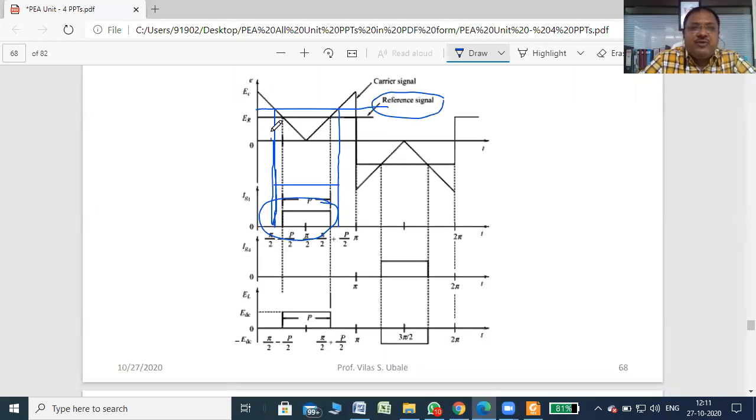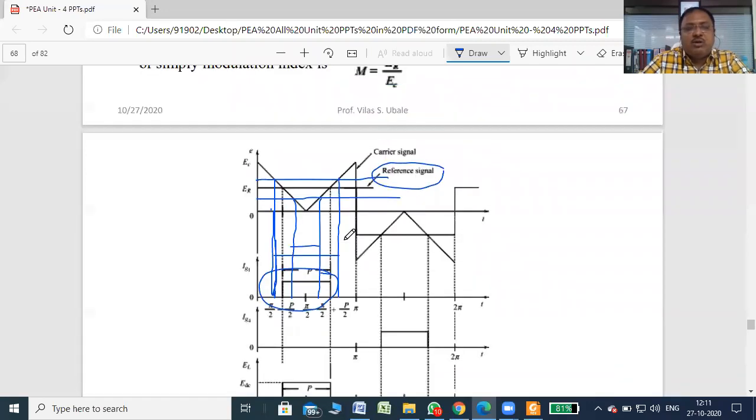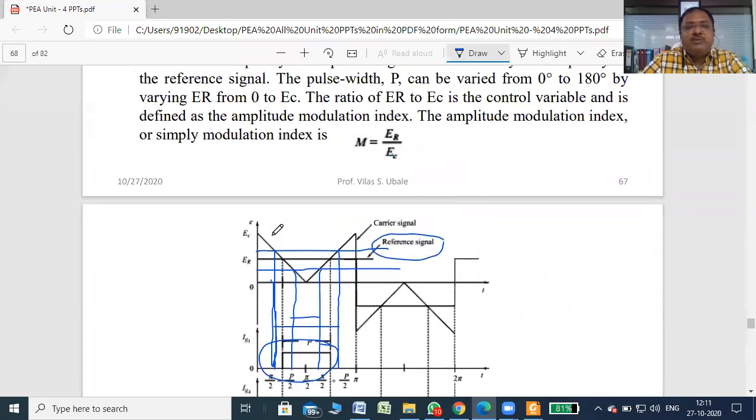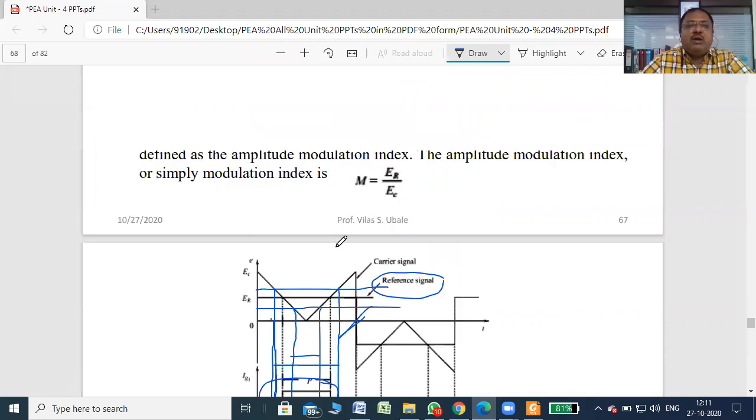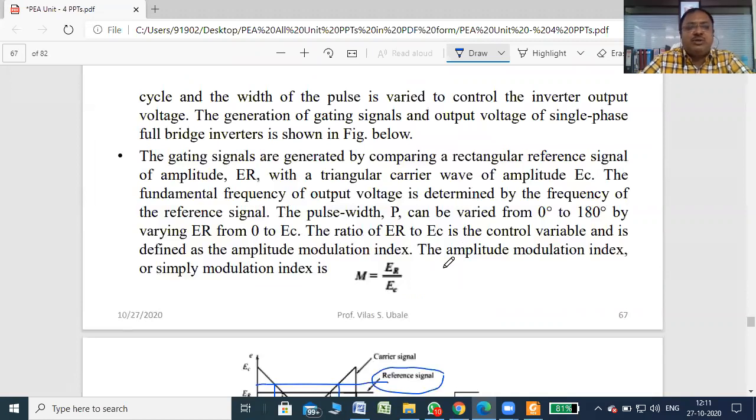If I decrease the reference voltage, then definitely what happens? The pulse width decreases. You can check here, I'm drawing. So this pulse width decreases. If the pulse width decreases, then definitely the average AC output voltage of the inverter decreases. So this is called a single pulse because during 180 degrees, or in a half cycle, only one pulse is generated. So it is called single pulse width modulation.